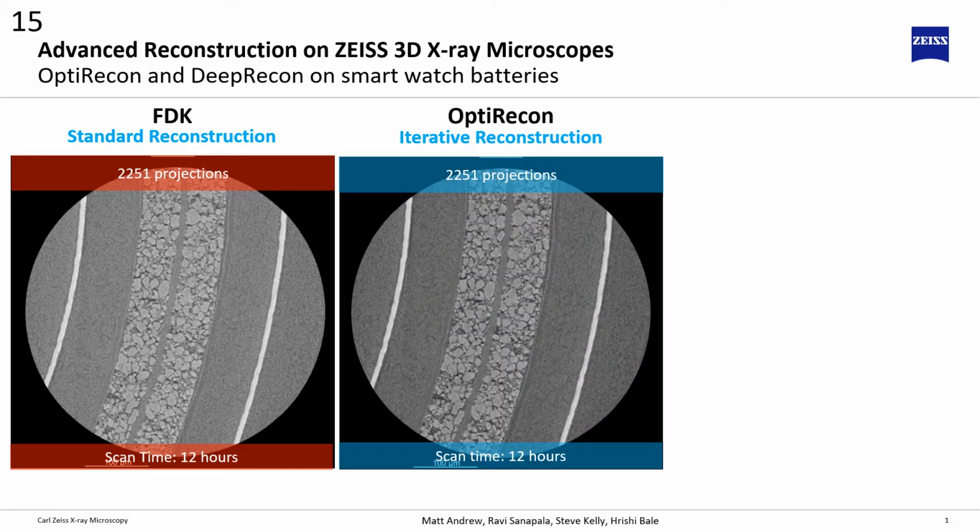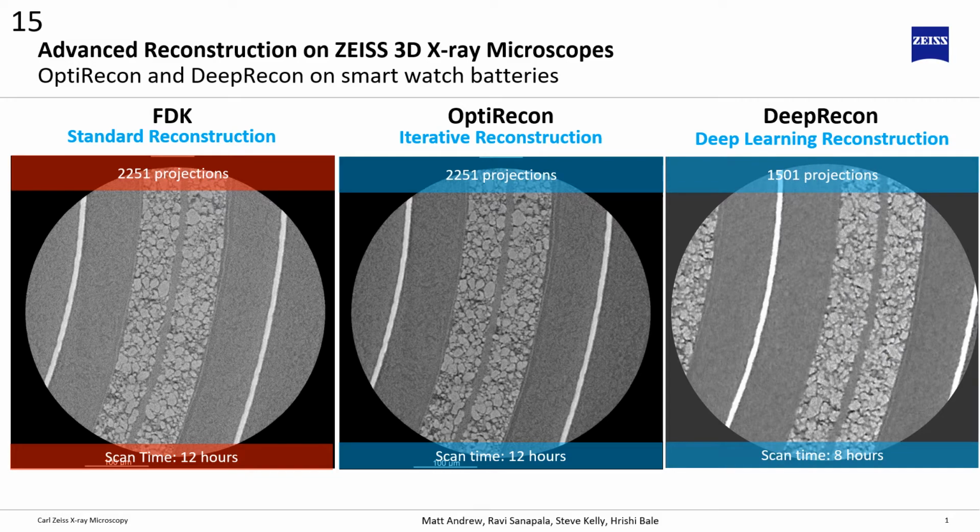We have our OptiRecon technology. This is an implementation of iterative reconstruction on our X-ray microscopes, and that allows for an up to 4x improvement in throughput without a significant degradation at acceptable image quality. Or we can use Deep Recon, which is an implementation of deep learning for reconstruction, and that allows for up to 10x throughput improvement at acceptable image quality. So that allows us to push down scan time without degrading our image quality in the reconstructions.